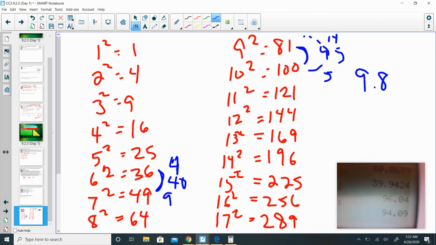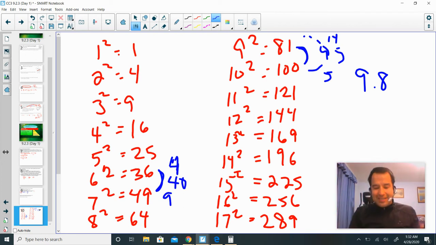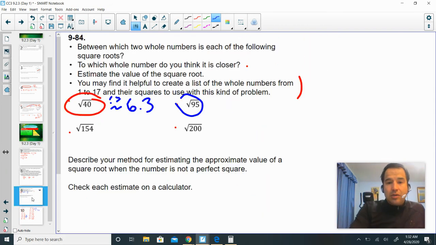Which one is actually closer? The closer one to the answer is actually 9 and 7/10. So if you said 9 and 7/10, you are correct. You actually got closer than I did. So good job. So 9 and 7/10 is the closest.